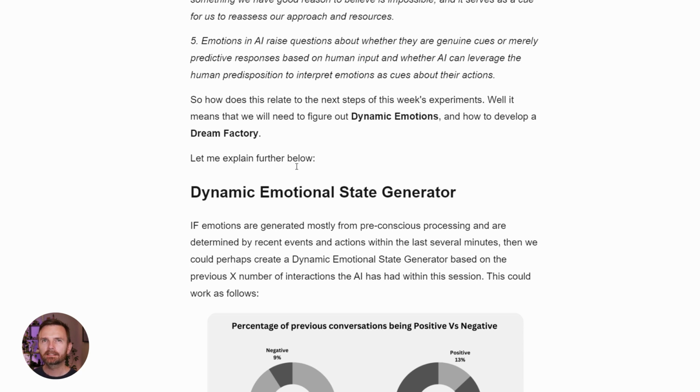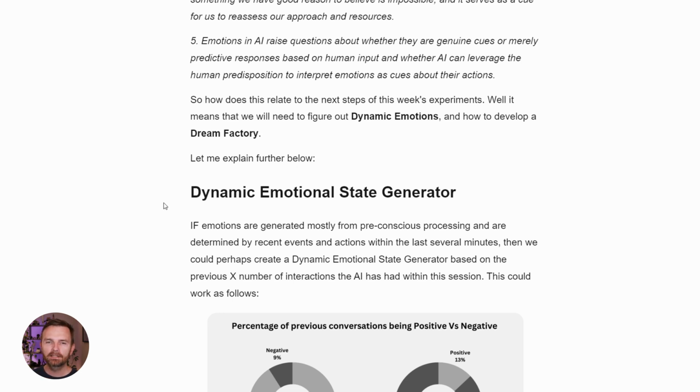So this gave us some ideas. We needed to figure out how to automatically generate dynamic emotions for the AI. We didn't want to manually program the AI saying, you know what, now you're positive, now you're negative, now you're happy, now you're angry, now you're grumpy. This isn't very human-like. We wanted the AIs to be able to dynamically set their own emotional state. And two, we needed to come up with a dream factory, and I'll explain that a little later.